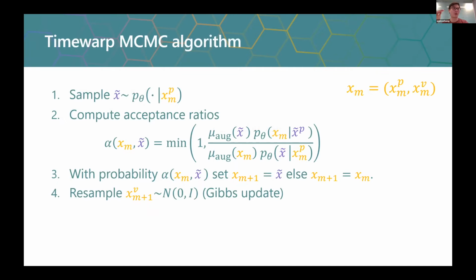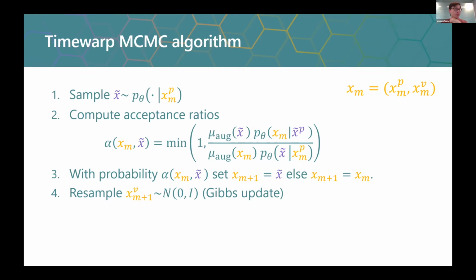So let me just quickly go through what the MCMC algorithm is. So first, we sample a new state from the conditional distribution. And the state here is the position and the velocity. It's a tuple. Next, we compute the acceptance ratio, where the acceptance ratio is standard Metropolis-Hastings applied to the augmented distribution. In step 3, we accept or reject the sample using the standard acceptance criterion from Metropolis-Hastings. And finally, we perform a Gibbs update, which is very similar to what happens in Hamiltonian Monte Carlo, where in this case, we know the true marginal of the augmented velocities. So we resample them from the standard Gaussian distribution.